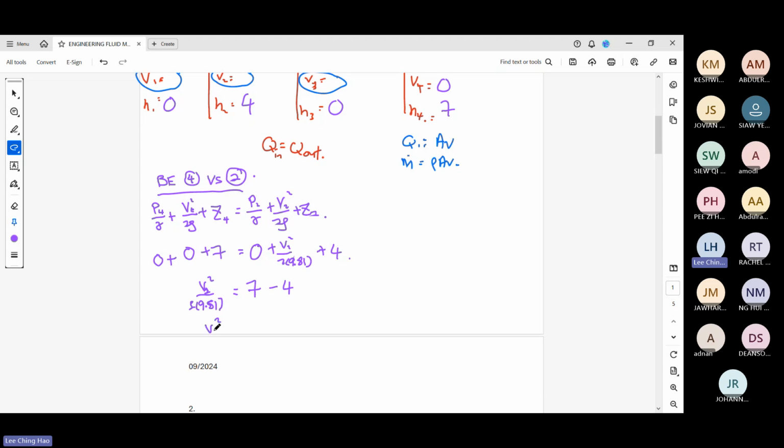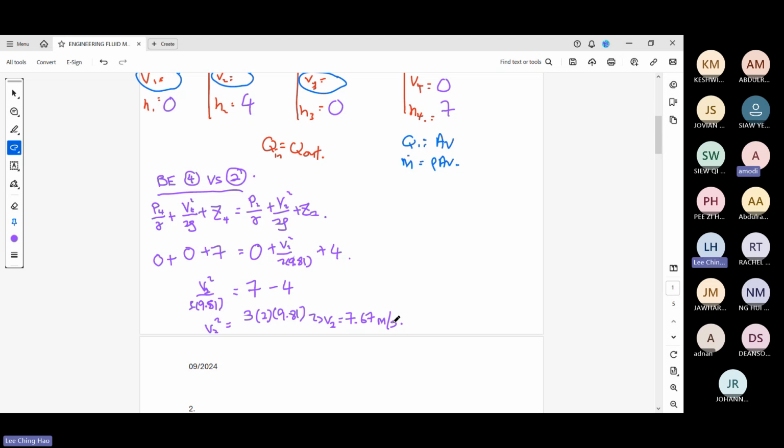So it becomes 3 times 2 times 9.81. So V2 equals, of course, I solve everything straight away, including the square root, because moving the square over becomes the square root. So 3 times 2 times 9.81, square root. So you get 7.67 meters per second.